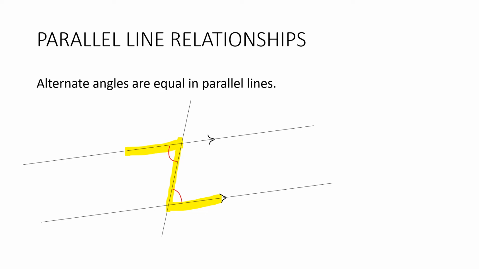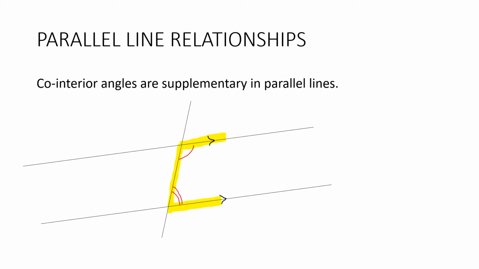Alternate angles will form a Z shape, and they're easy to remember because they're on alternate sides of the transversal line. And there's only two pairs of alternate angles. There's the first one, and there's the second.